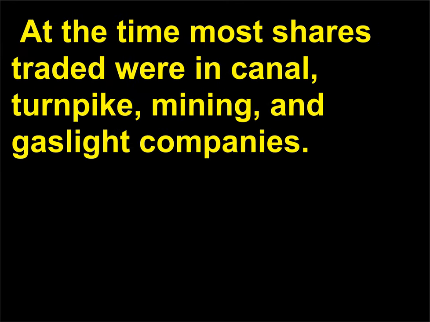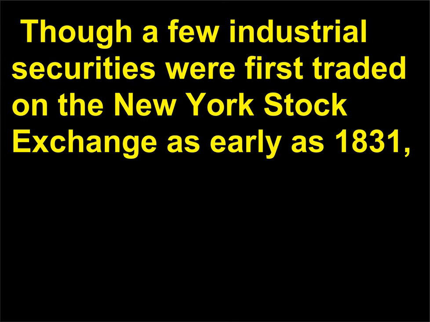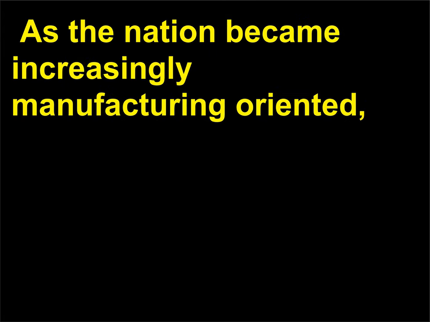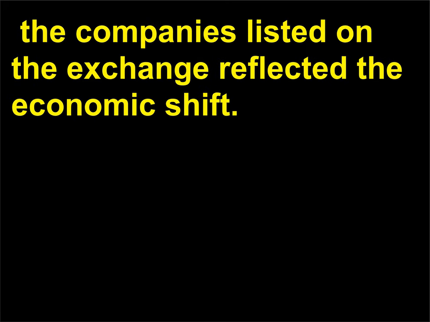At the time, most shares traded were in canal, turnpike, mining, and gaslight companies, though a few industrial securities were first traded on the New York Stock Exchange as early as 1831. It was another 40 years before the complexion of trading changed to a more industrial nature. As the nation became increasingly manufacturing-oriented, the companies listed on the exchange reflected the economic shift.